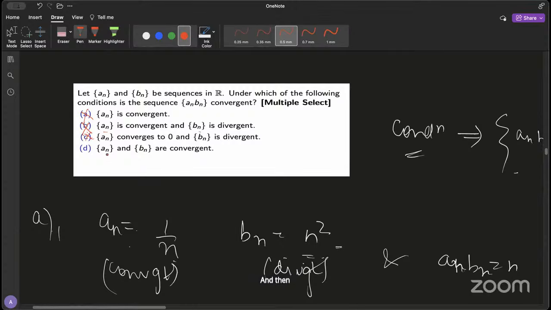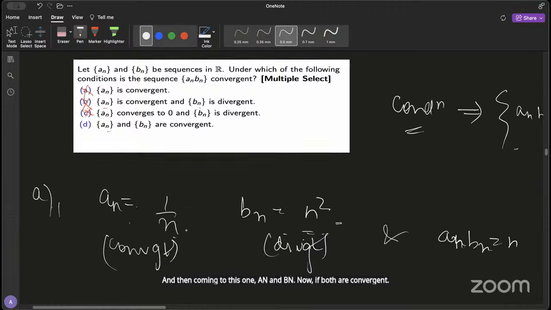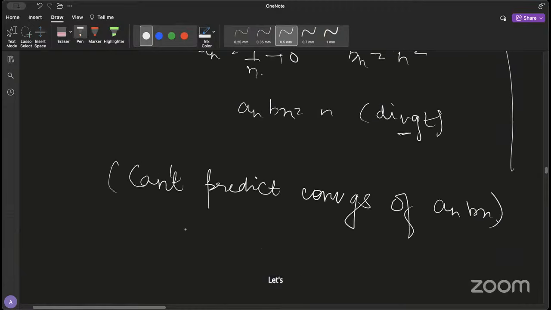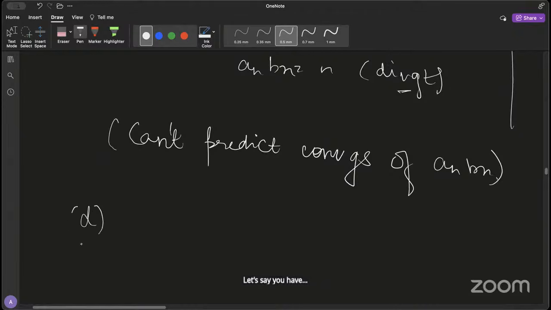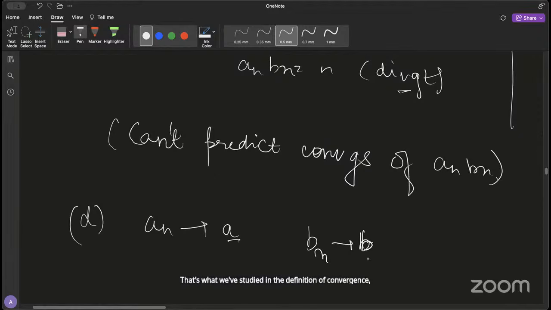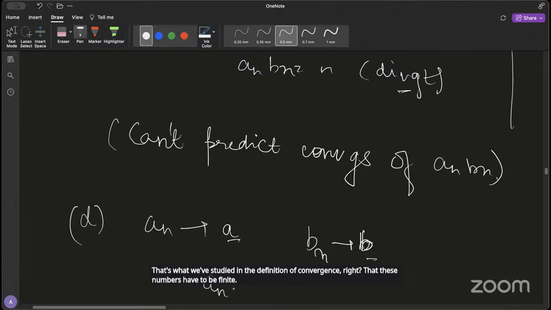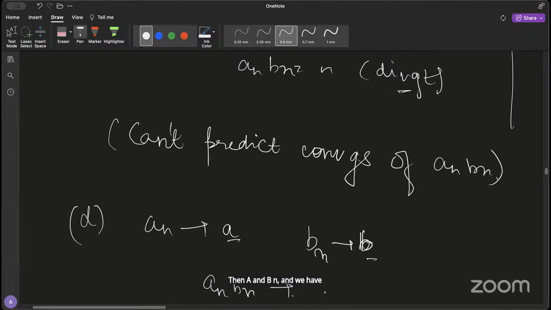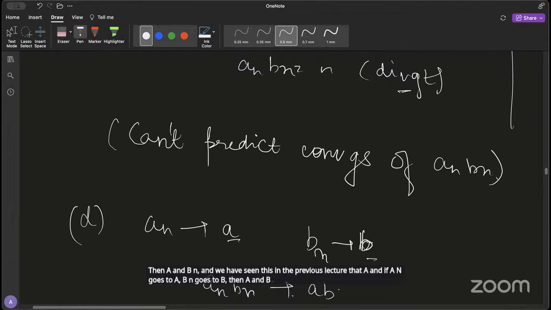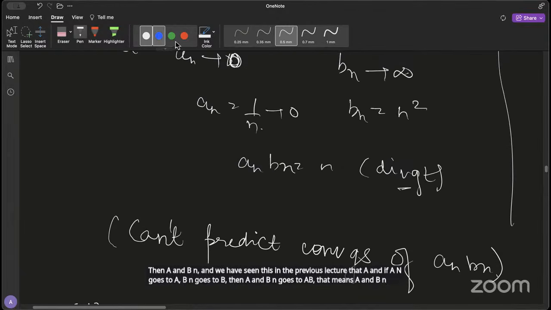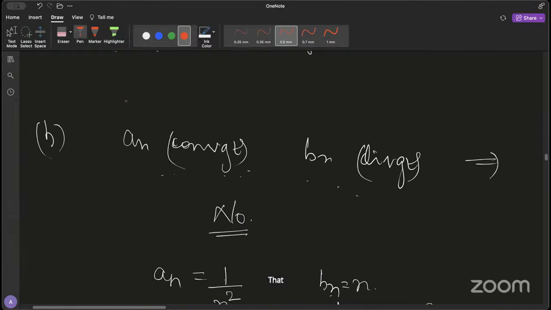And then coming to this one, An and Bn. Now, if both are convergent, let's say An is converging to A and Bn is converging to B. That's what we've studied in the definition of convergence, right? That these numbers have to be finite. Then An Bn, and we have seen this in the previous lecture, that if An goes to A, Bn goes to B, then An Bn goes to AB. That means An Bn is also convergent. That means this option is correct.